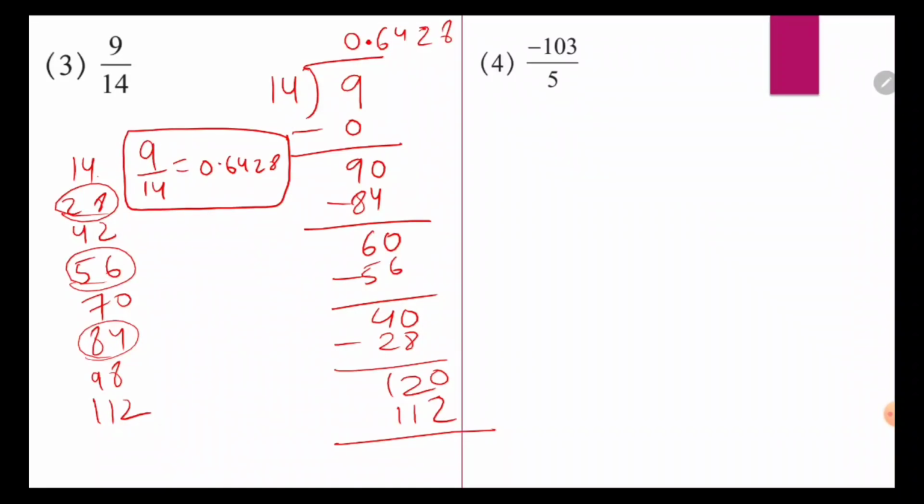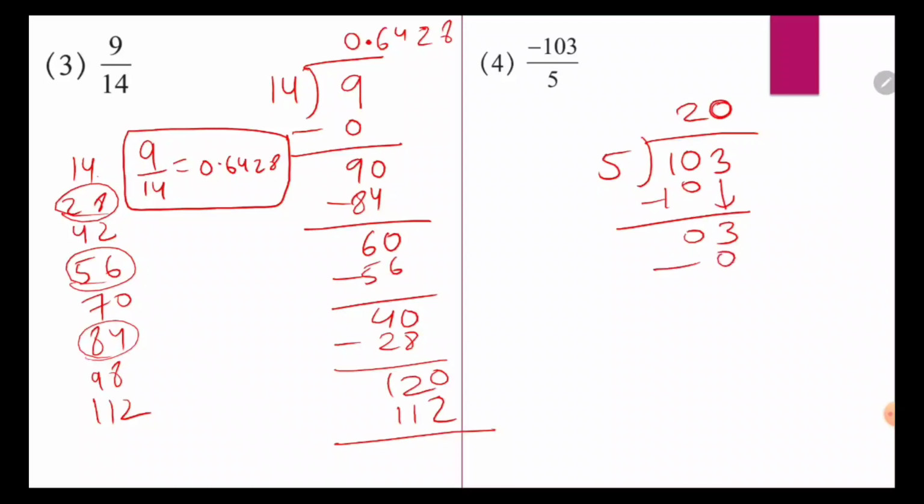Now next is what? Next is easy. 103 divided by 5. So 5 2s is 10. Okay, 3. Now there is no 3 in 5's table. I'll be putting a 0 over here and putting 0.